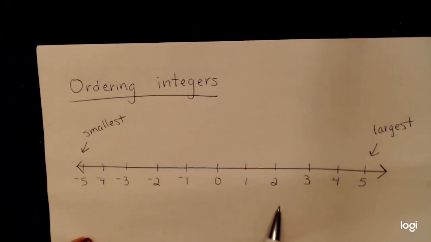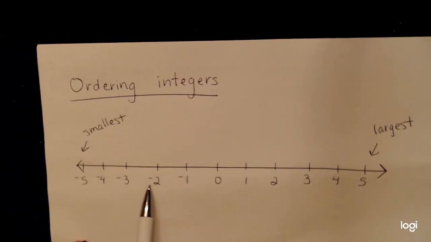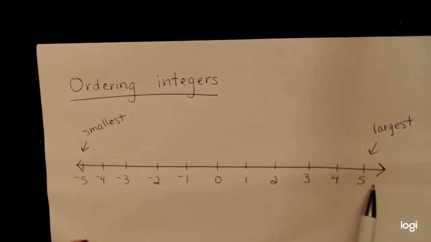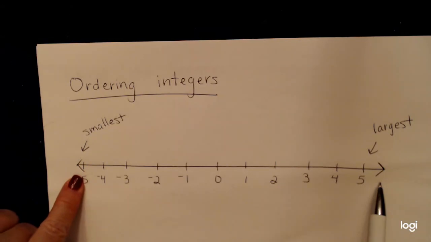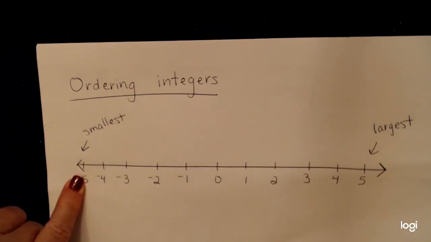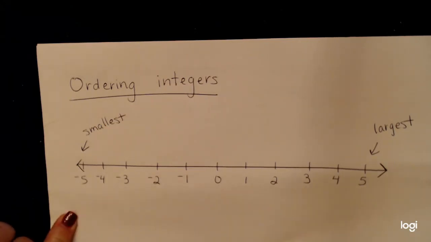Obviously, the farther to the left we go, the smaller the numbers get, and the farther we go to the right, the larger the numbers get. A number line has arrows on both ends, meaning that our number line could extend and keep going larger and larger, and it could also keep getting smaller and smaller.